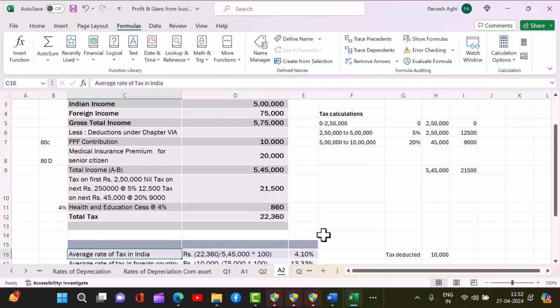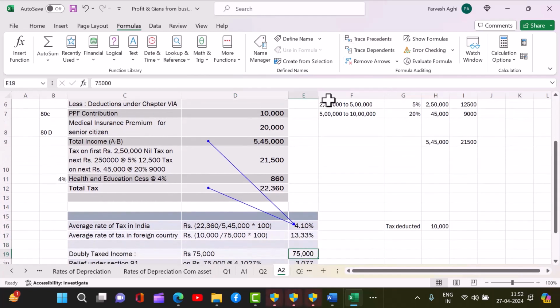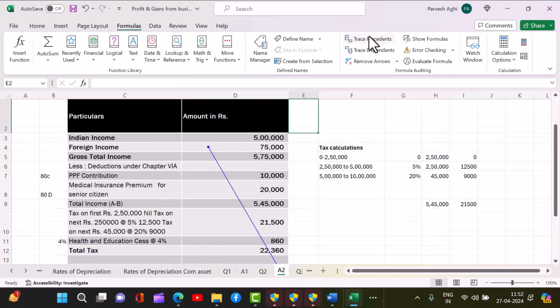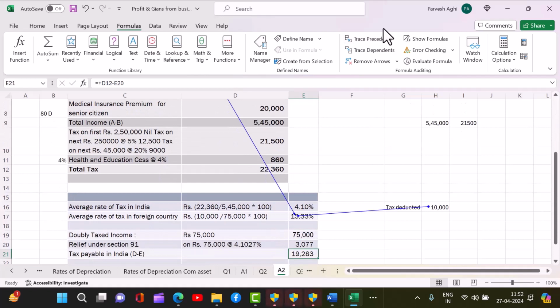So first, we are going to calculate the average tax rate in India. So she has paid a tax of 22,360 on total income of 5 lakh 45,000. So that means in India, she has paid tax at the rate of 4.1%. Is that okay? So this is the average tax rate of India. Whereas the average tax rate in the foreign country is 10,000 divided by the income abroad, basically the tax deducted and the income abroad. Fine. So the tax rate in the foreign country is 13%.